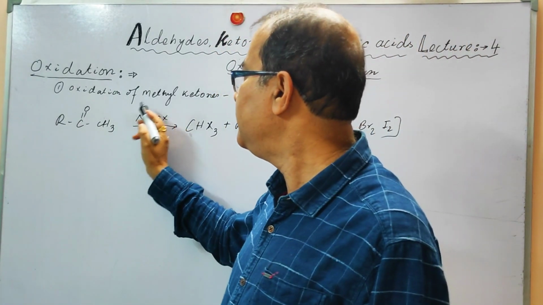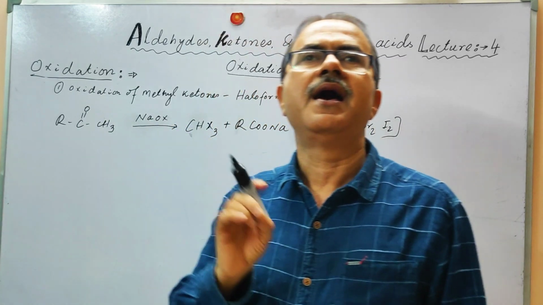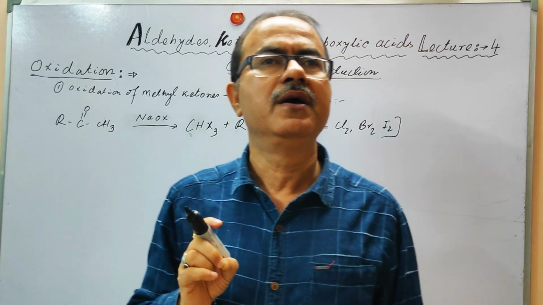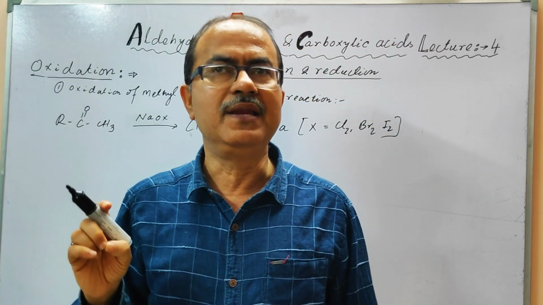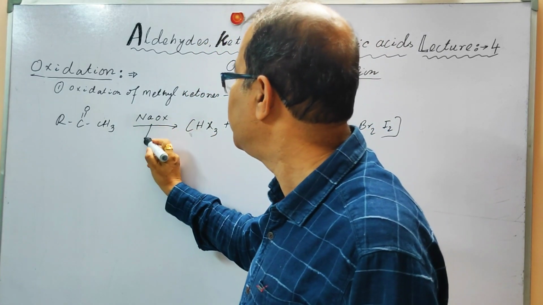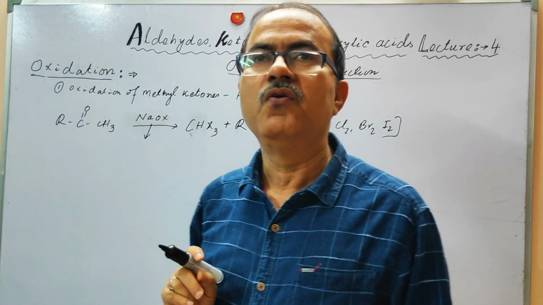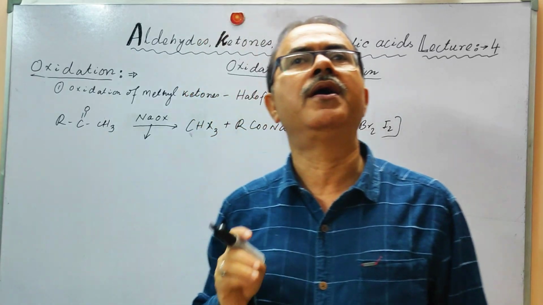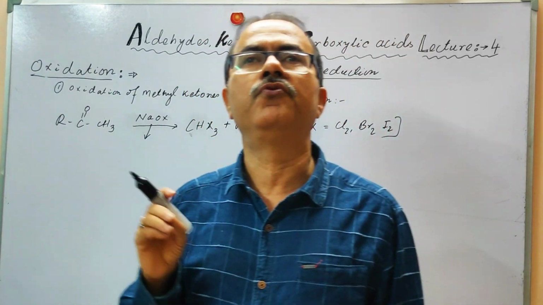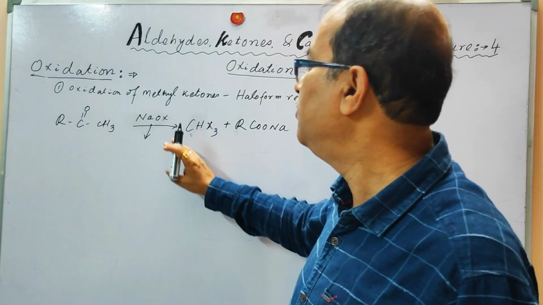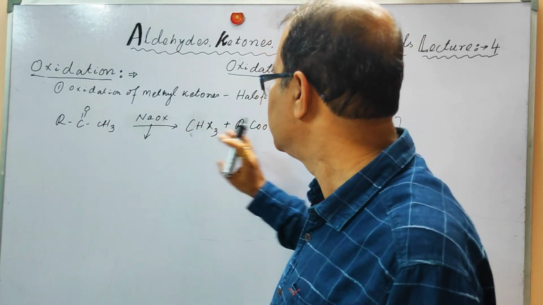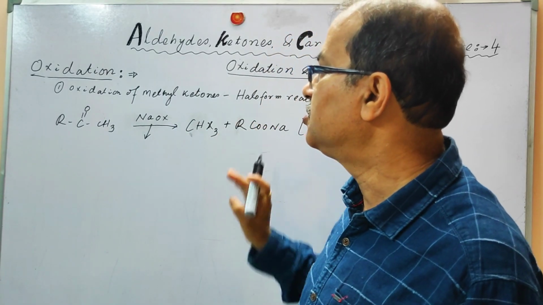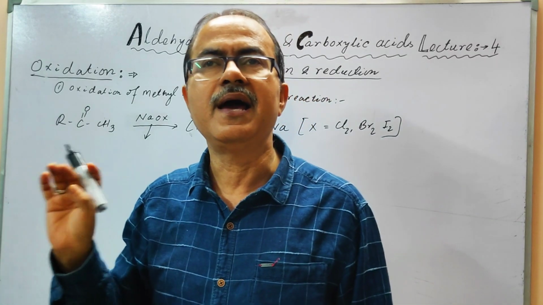It is basically an excess of halogen in the presence of alkali. Here we are taking sodium hypohalite. When it is chlorine, this is sodium hypochlorite, and with bromine, sodium hypobromite. In this way, we will identify this reagent. So this is another oxidation reaction of aldehyde and ketone.